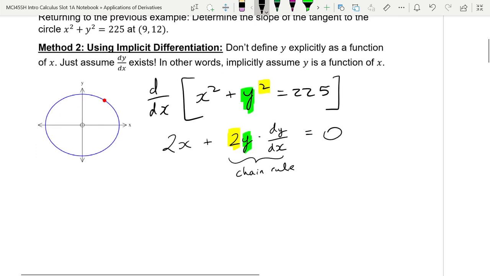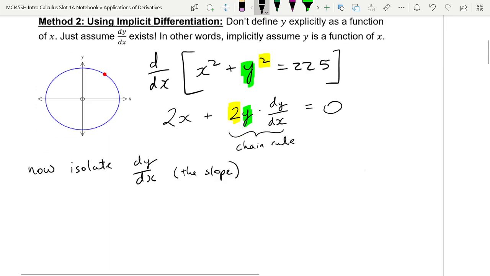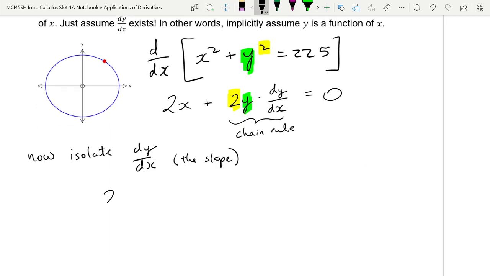And my goal now is to isolate dy by dx, which of course is the slope that I'm looking for. So what I do is I take this equation, which right now says 2x plus 2y times dy dx equals 0, and I solve it for dy dx because at the end of the day, dy dx is what I'm looking for, right? It's the change in y divided by the change in x. It's the slope of the curve.